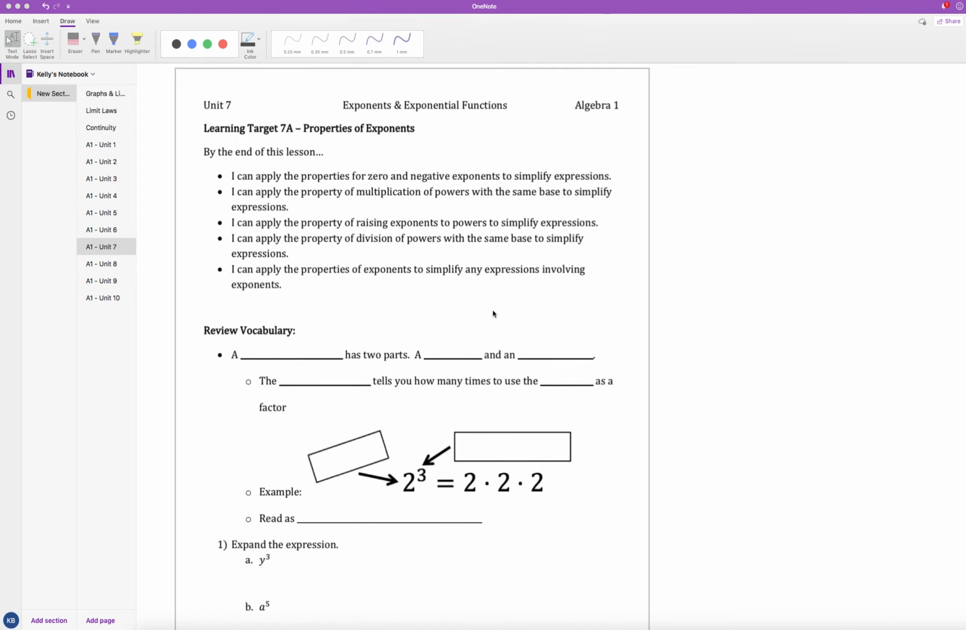7, Exponents and Exponential Functions. So in this video, we will start talking about learning target 7a, which is all about the properties of exponents.